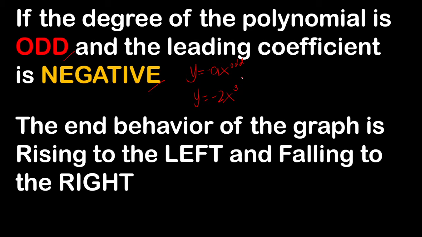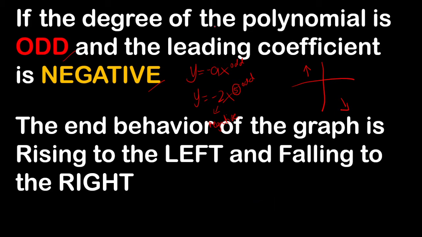Tapos, say this, sige, sabihin na natin 5. 5 is also an odd number. Say y is equal to negative 2x raised to 5 is your leading coefficient, or should I say leading term. And the leading coefficient of negative 2x raised to 5 is negative. And the degree is odd. Automatically, the end behavior of the graph will be rising to the left and falling to the right.